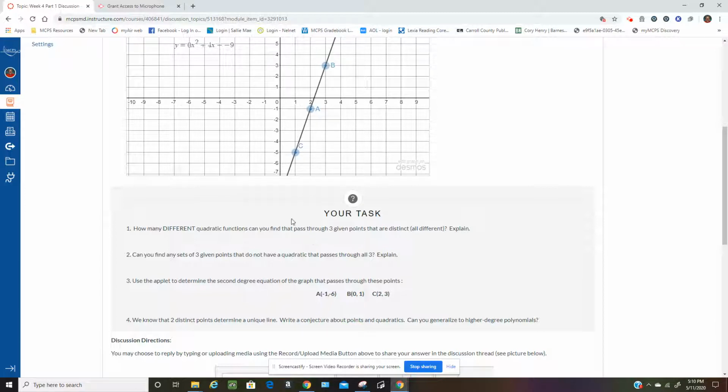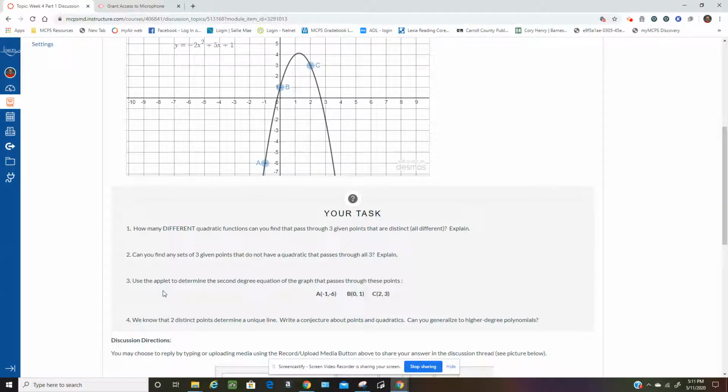Then it says to use the applet to determine the second degree equation that passes through these 3 points. So we're going to drag A over to -1, -6, and B to 0, 1, and then C to 2, 3. And there is my quadratic. It's a parabola that faces downward. My quadratic would be -2x squared plus 5x plus 1.